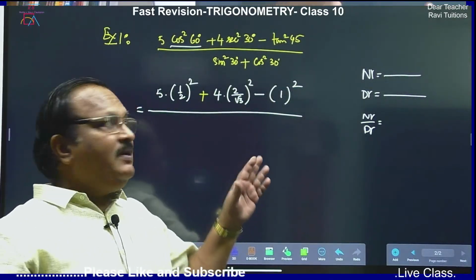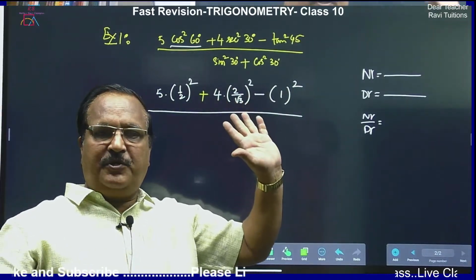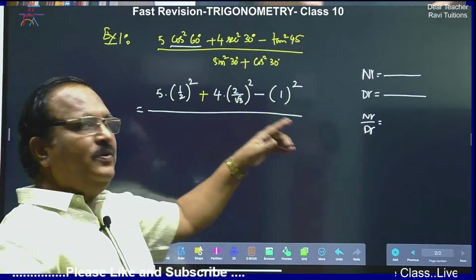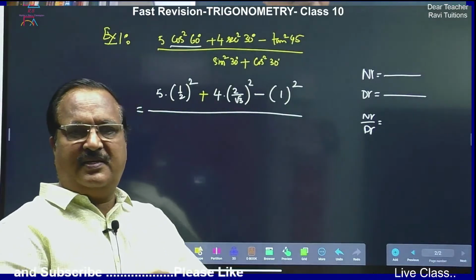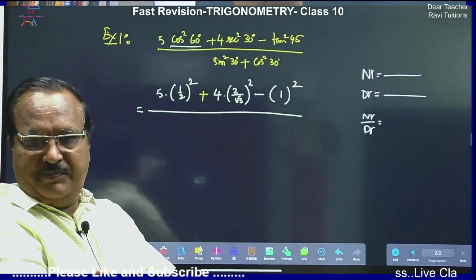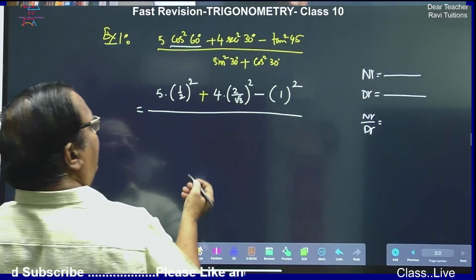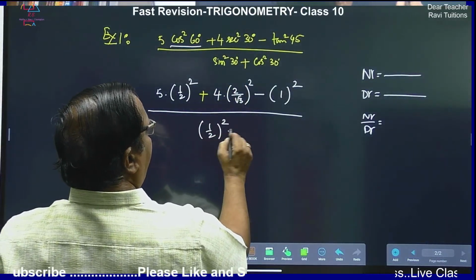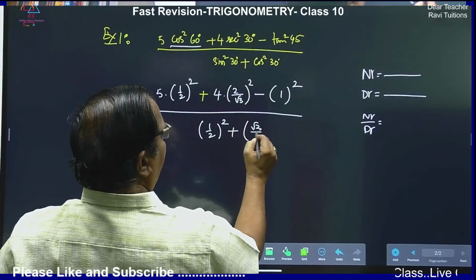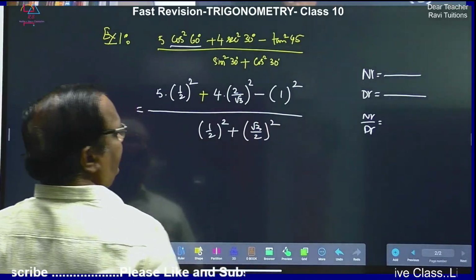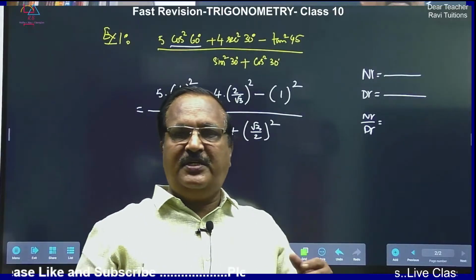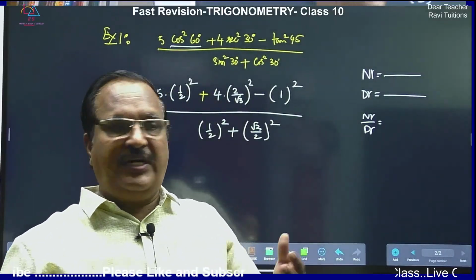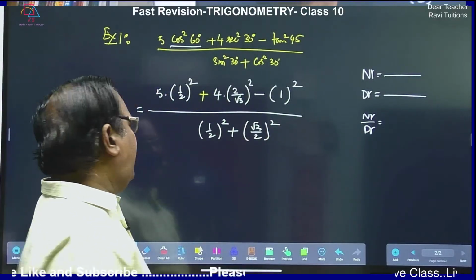So, I told you, values play a very important role. If you write wrong values, you will get the wrong answer. So, values are very, very important. Now, in the denominator, sin 30 is half, so 1 by 2 whole square. Cos 30 is root 3 by 2, so root 3 by 2 whole square. I have substituted all the values. Now, I have to simplify it.